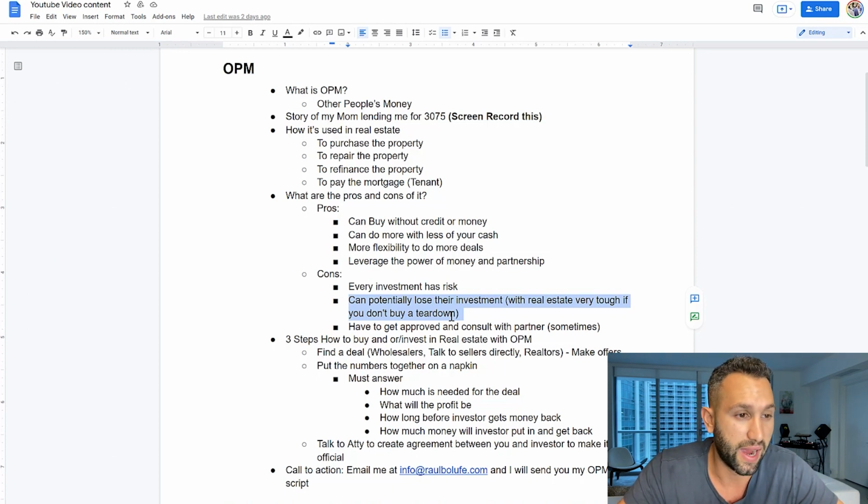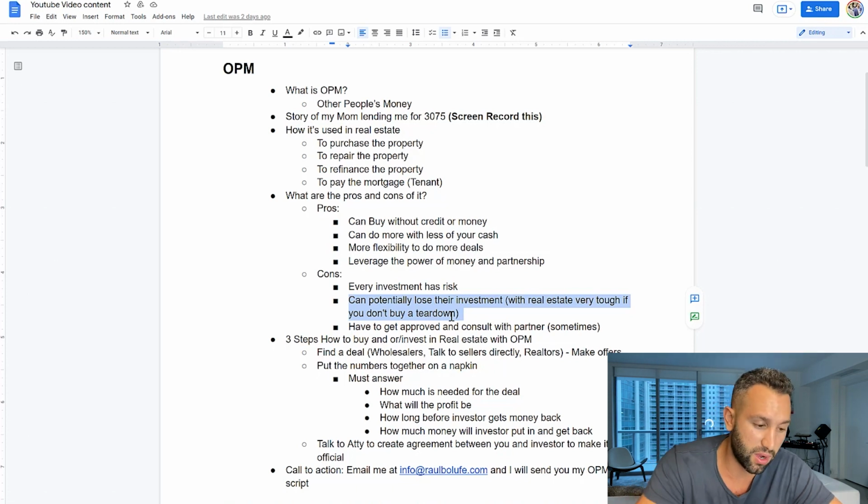Out of hundreds and hundreds of deals, I have lost money on one deal and it still haunts me to this day. I don't have a perfect record and you probably won't, unfortunately. Maybe you will, maybe you won't. But the con is if you do a deal by yourself with your own money and you lose the money, that's fine, it's yours. But losing somebody else's money, in my opinion, feels a lot worse. And it's a lot more responsibility. So that's a big con.